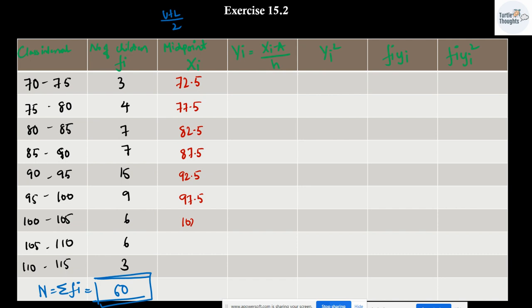97.5, 102.5, 107.5, 112.5. Next, I will be calculating the value of yi, which is xi minus a.